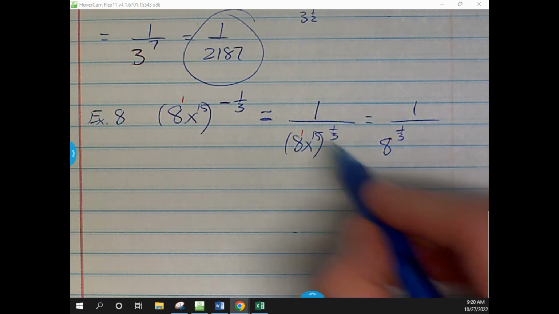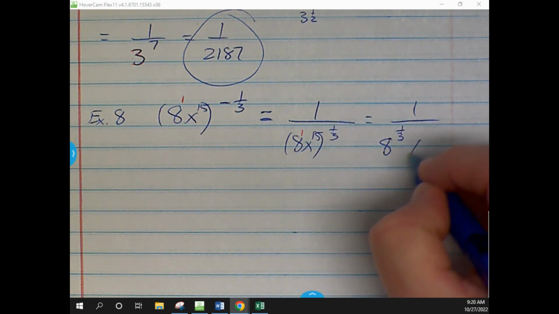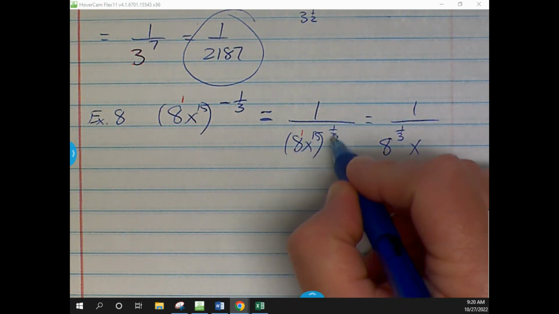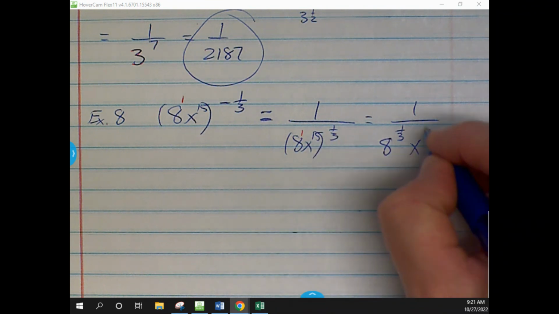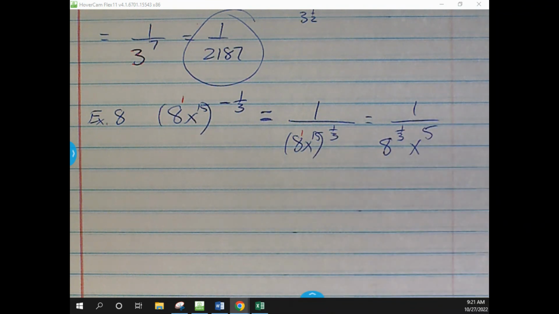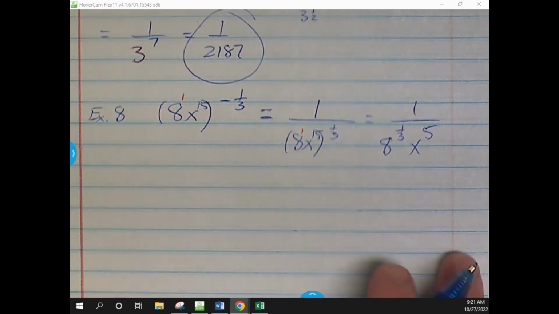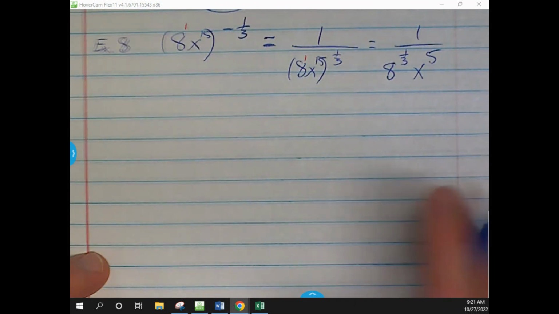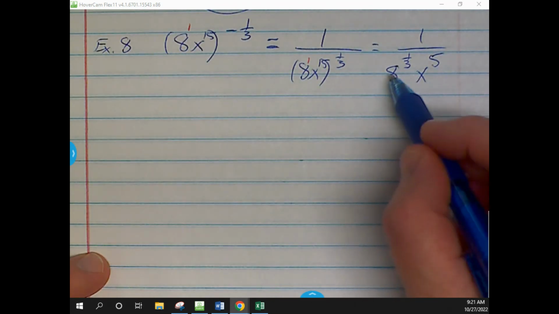And then if we do 15 times 1/3, if we take 1/3 of 15, that's basically 15 divided by 3. That becomes x to the 5th. So the variable part's good. We just got to work on this 8 to the 1/3 power.